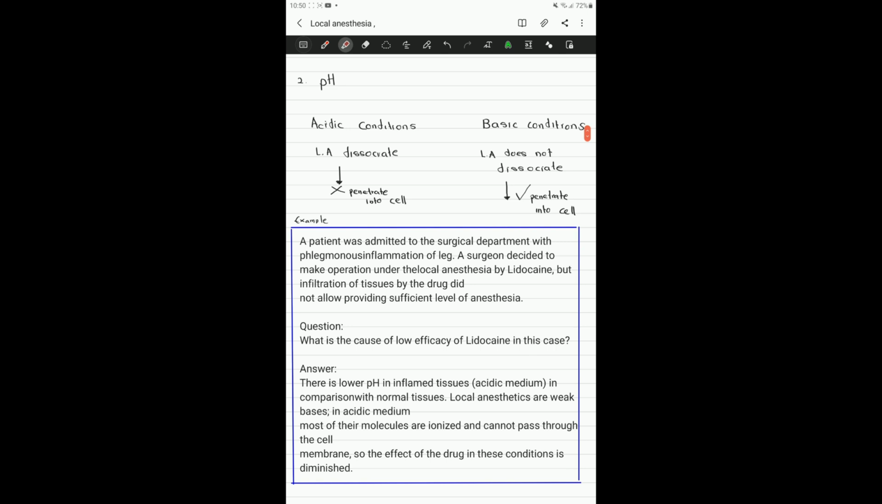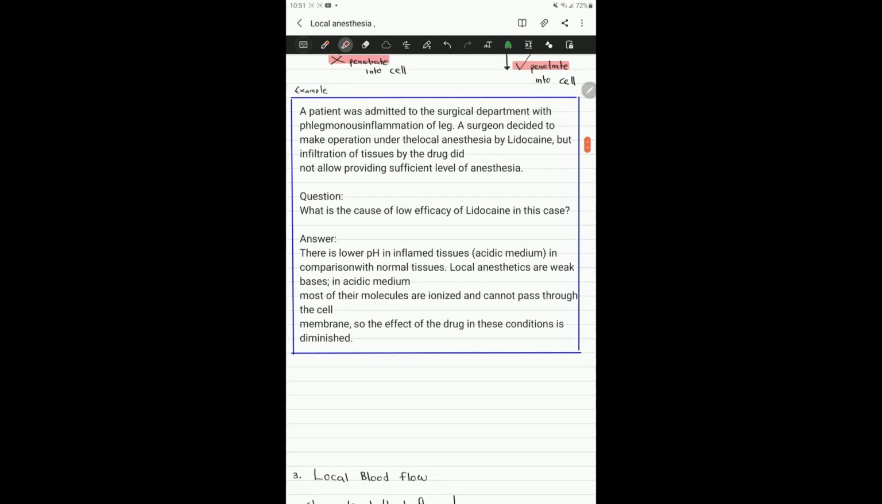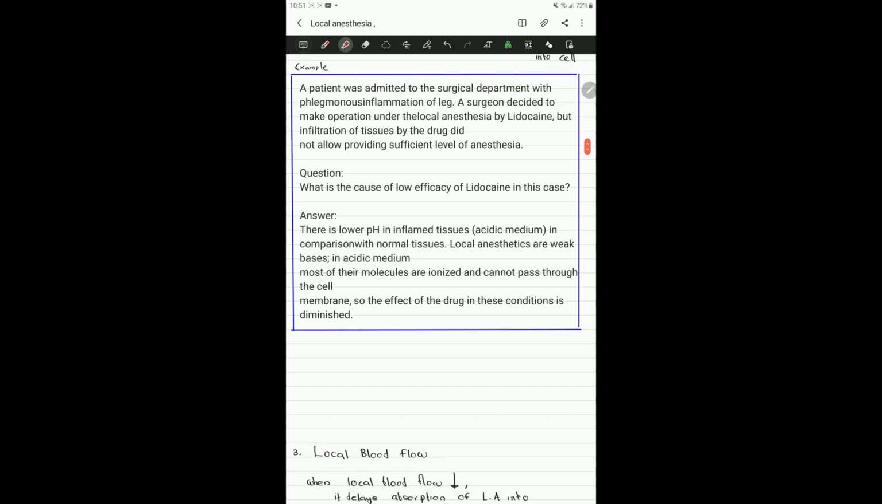Next, we have pH. We can have acidic conditions and basic conditions. In acidic conditions, local anesthetics dissociate, so they cannot penetrate into the cell. But in basic conditions, they do not dissociate, therefore they can penetrate into cells. Here we have an example.